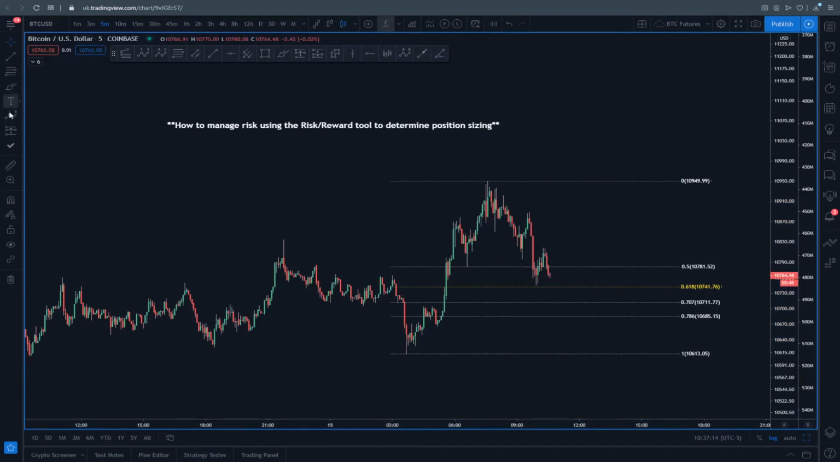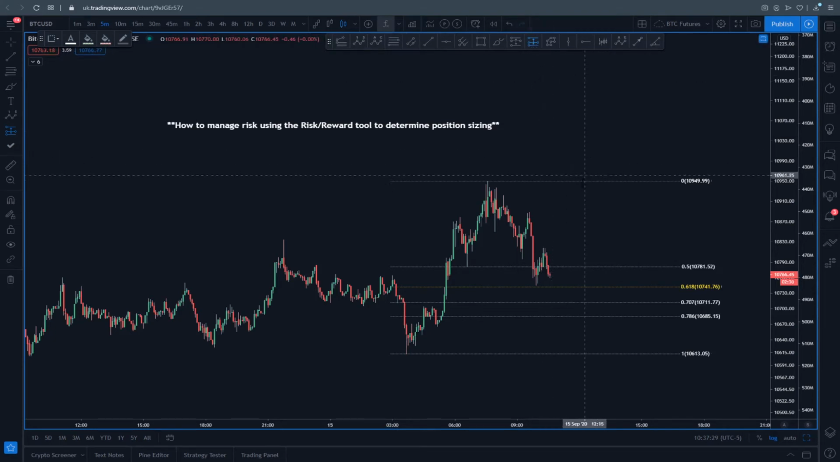So if you come down on your toolbar on TradingView, go down to here and you'll see you have one for a long position, one for a short position. This is going to be a long position, so I'll make sure I click that. I also have it on my favorites up here on this toolbar across the top. You can see I have my long position there.